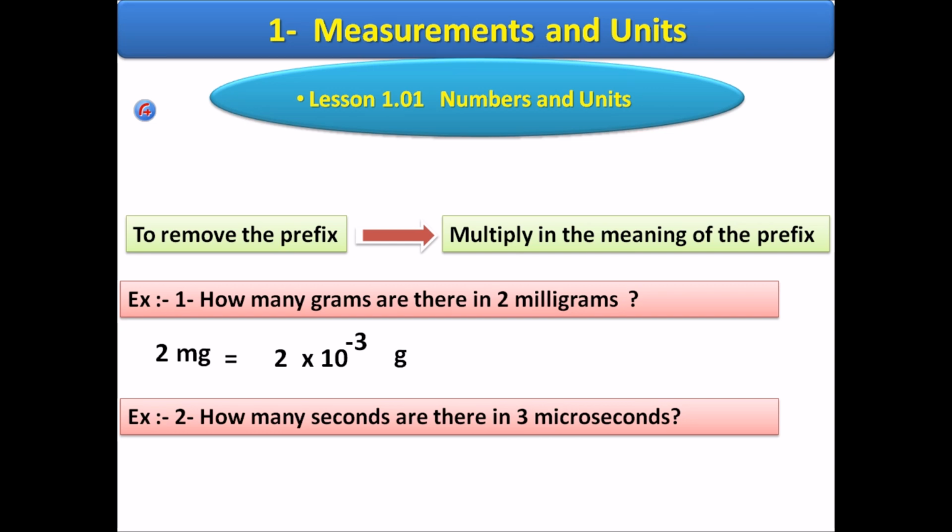Let's move to another one. How many seconds are there in 3 microseconds? I'm waiting for your answer again. Correct. You have 3 microseconds. If you want to convert it to seconds, you have to multiply by the meaning of micro. It will be 3 times 10 to the power of minus 6. Very good.